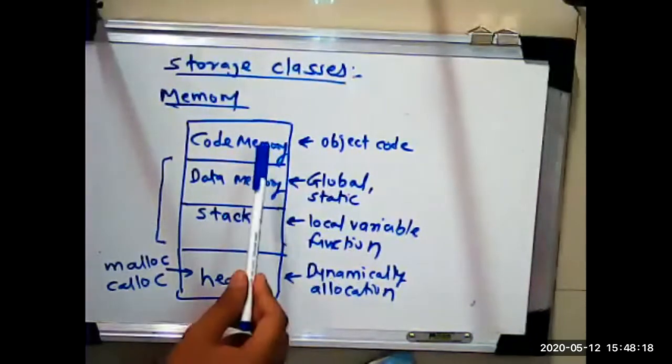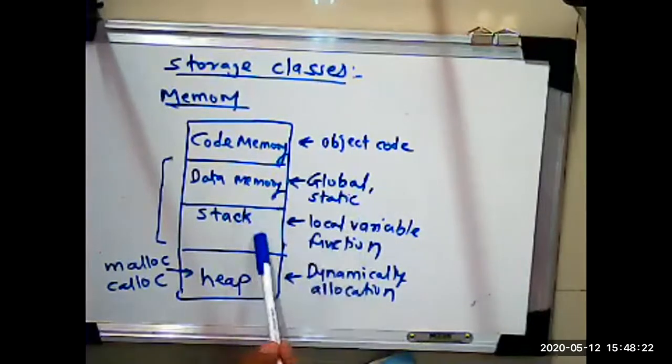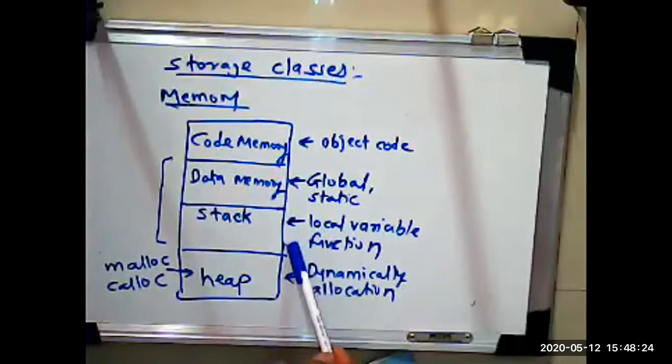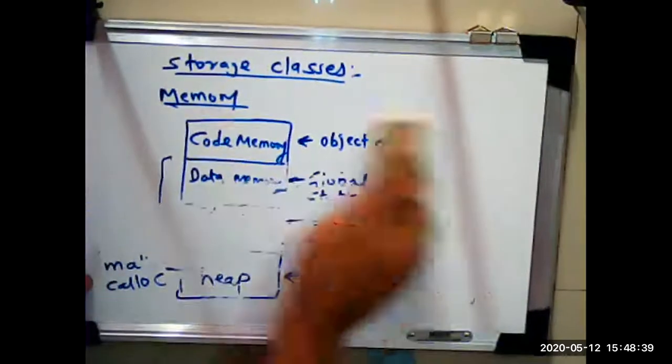Okay, so code memory contains object code, data memory contains global variables and static variables, stack memory contains local variables, and all the function calls are resolved in the stack memory. Heap memory contains the dynamically allocated variables that are allocated by using the malloc and calloc functions. Okay, so we'll move forward.